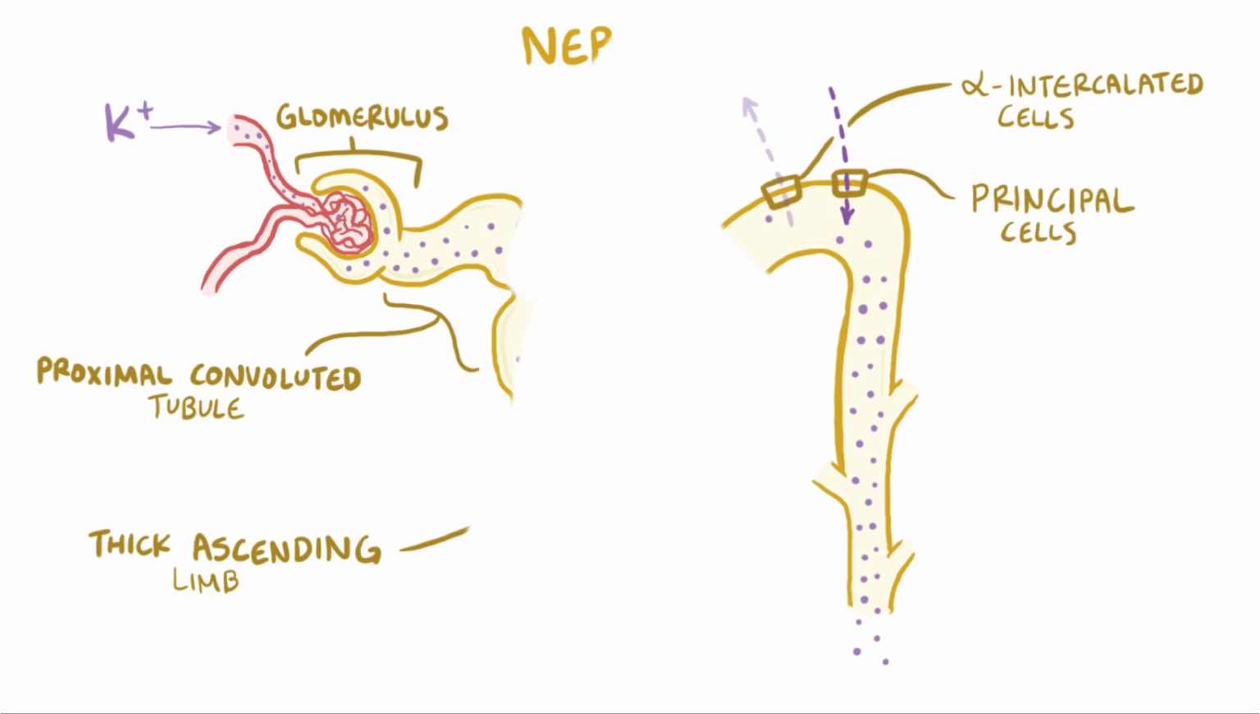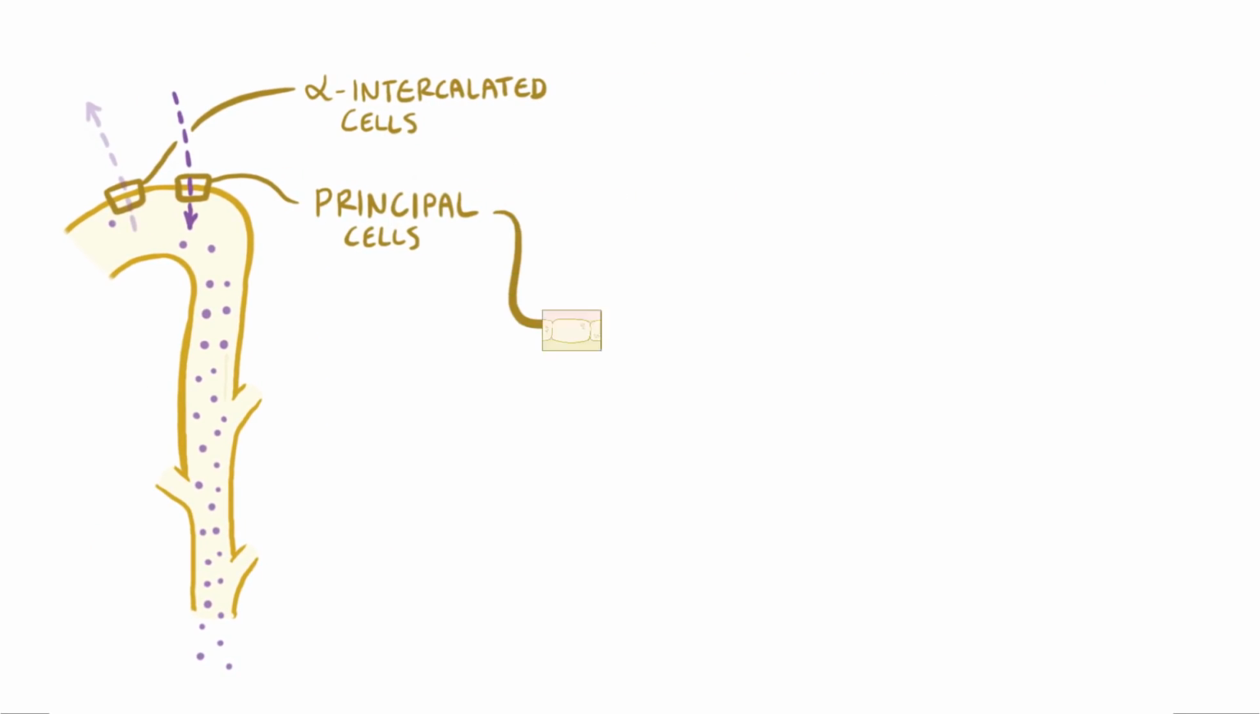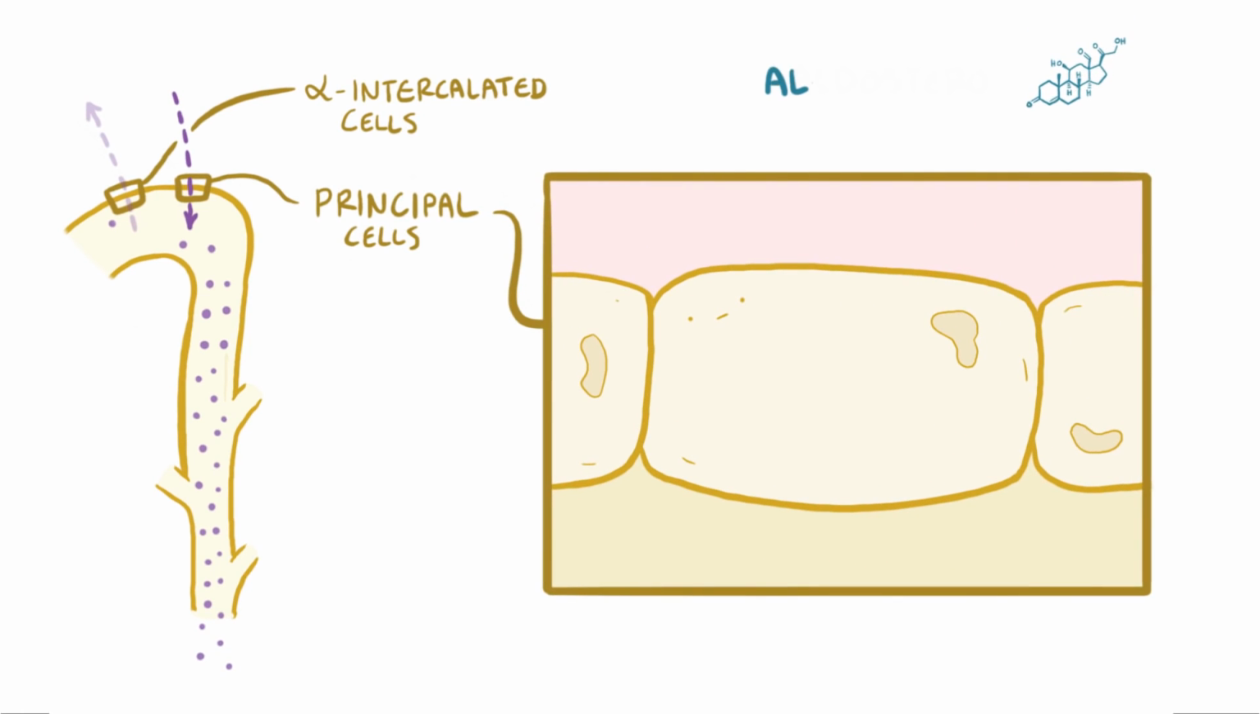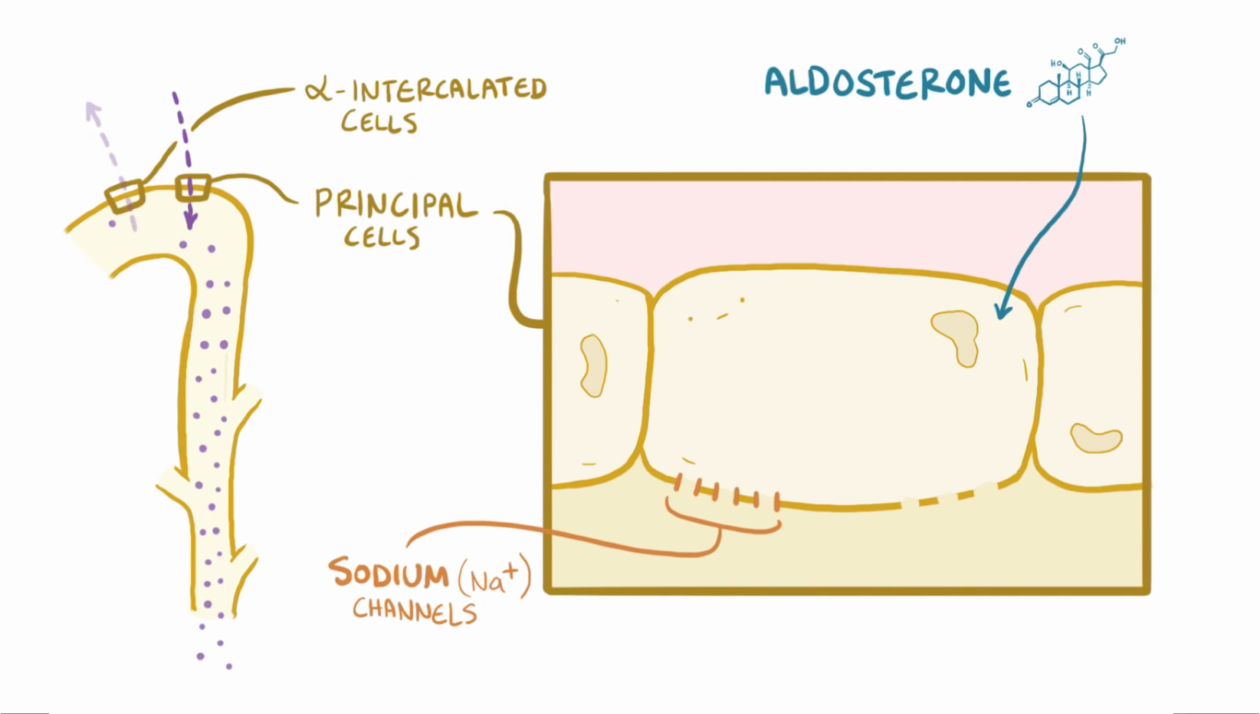Now, an important hormone that helps regulate potassium reabsorption or secretion in the kidneys is aldosterone. Aldosterone increases the number of sodium channels and the number of potassium channels on the lumen side of the principal cell, as well as sodium-potassium pumps on the basolateral side of the principal cells.